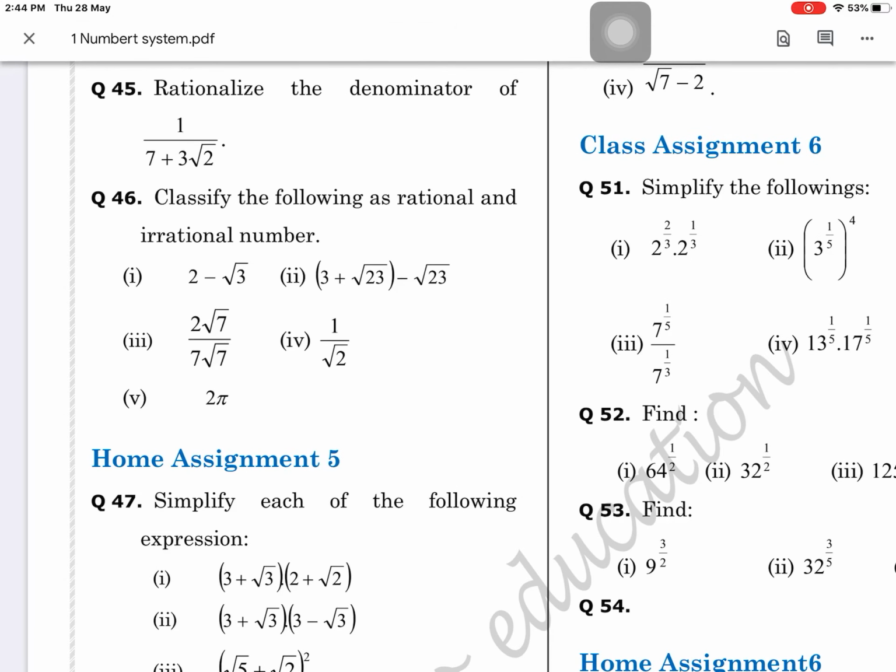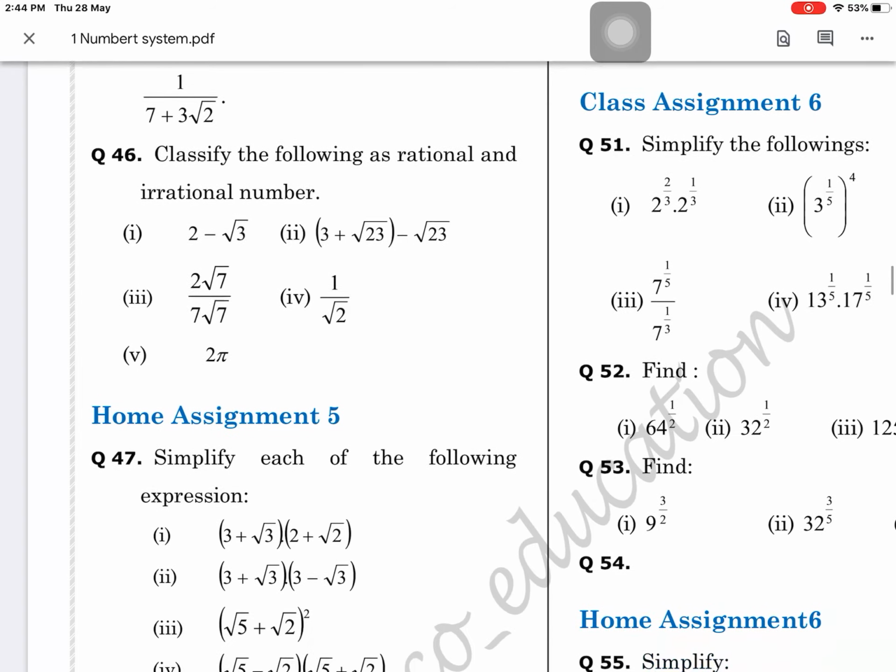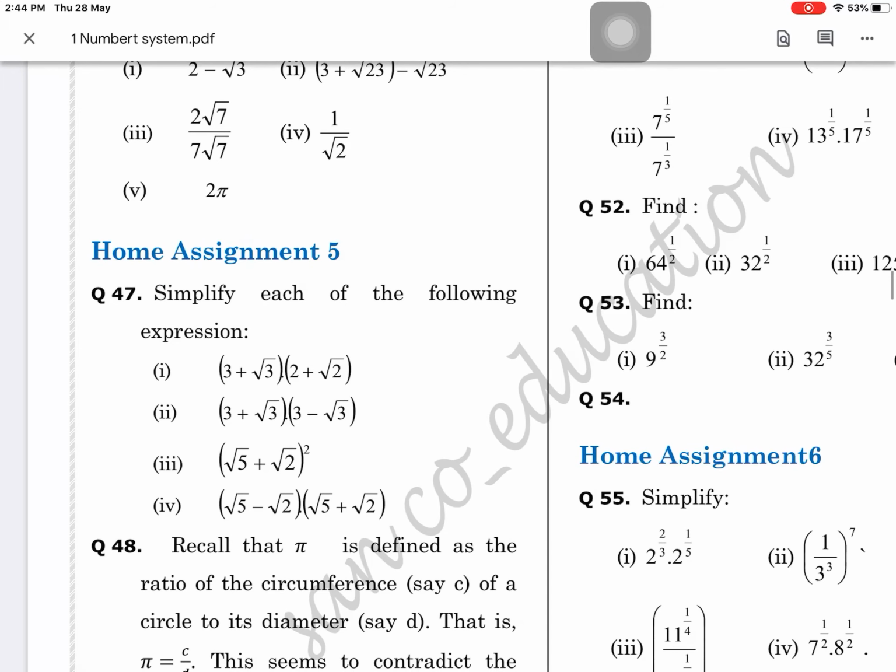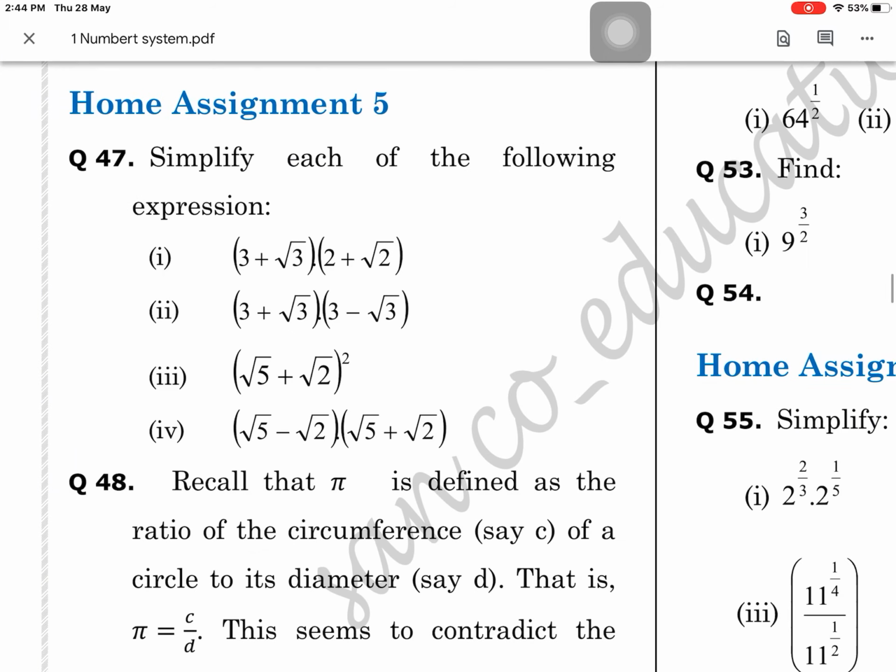So what is the main method of the day today? We have learned that it is called rationalization. Rationalizing the factor, rationalization is the main process. This is very important, and so is how to express the answer. So your home assignment 5 is there. You may see, simplify each of the following expressions. You may just see question number 47.